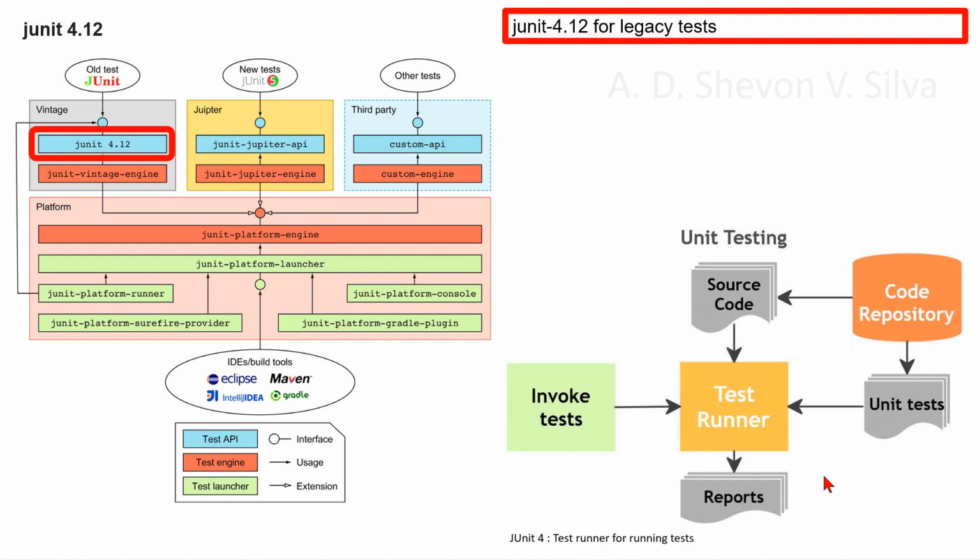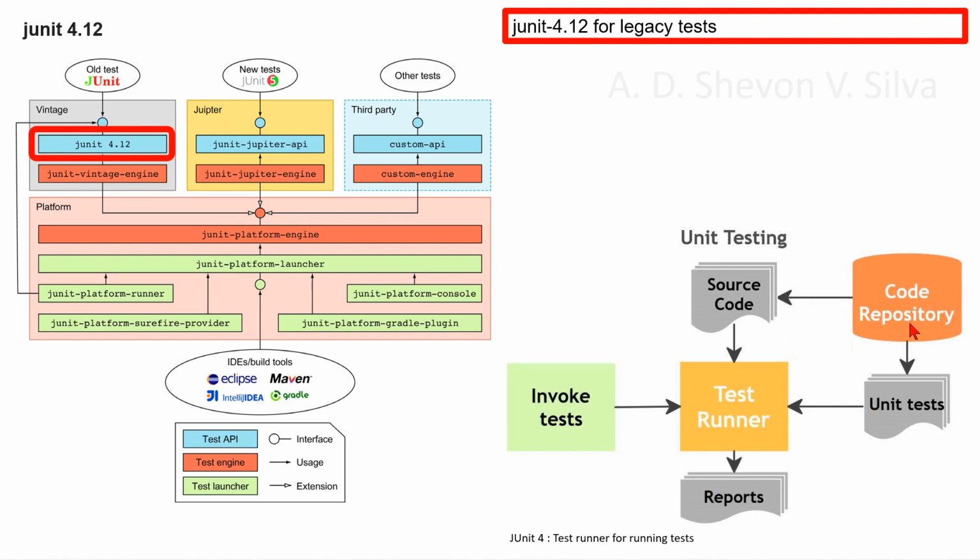The annotations to mark the method as the test methods, assertions for testing expected results and actual results. The test runner for running tests are as shown below in this picture.